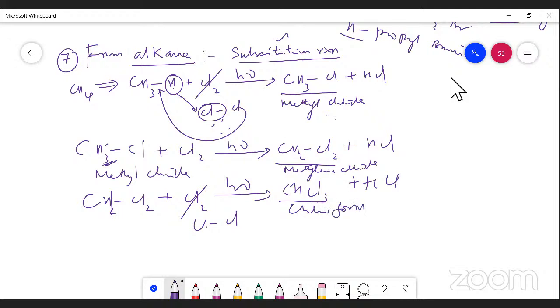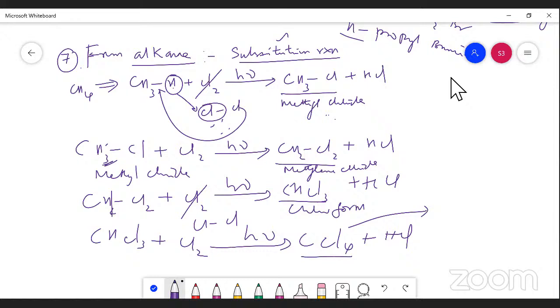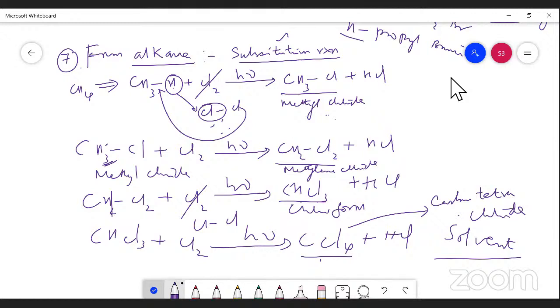Now the same chloroform I can take: CHCl3 plus Cl2 in the presence of sunlight, the same hv. What product is obtained? CCl4 plus HCl. This is carbon tetrachloride. It is a good solvent. It is also used as an anesthetic. That is the point you should understand. This carbon tetrachloride is used as a solvent. The point is, now we are going to see the next method.